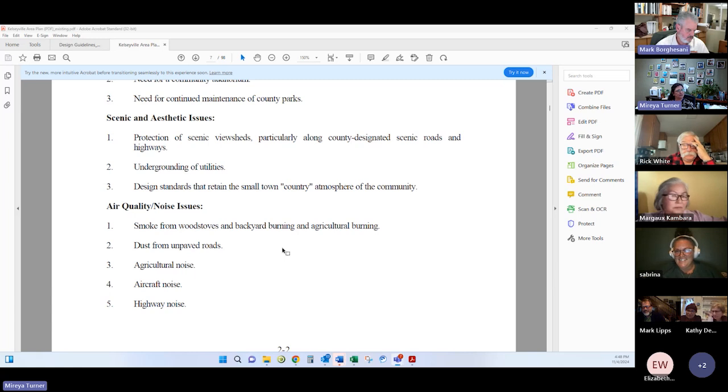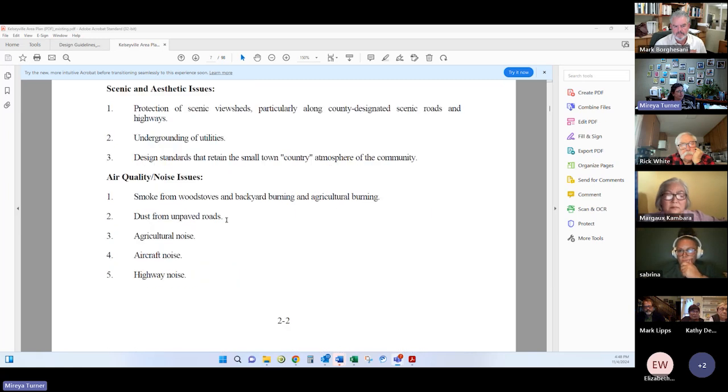Scenic and aesthetic issues. Protection of scenic view sheds. That's totally still important, right? Do I see nods? Undergrounding of utilities and design standards that retain that small town country atmosphere. This is good because you already have design standards, so I'll be really interested to hear your input as to whether or not they're working or if we need to tweak them.